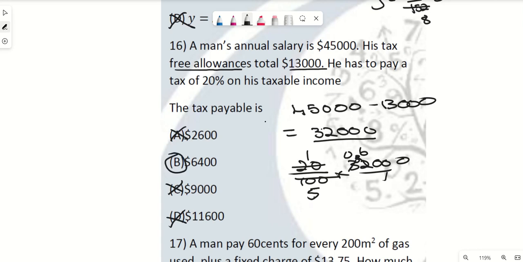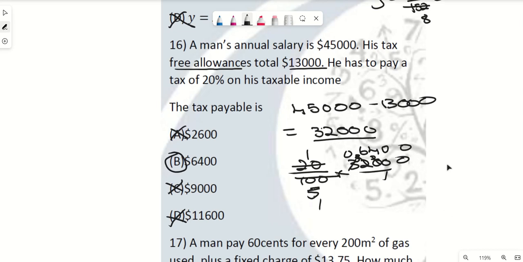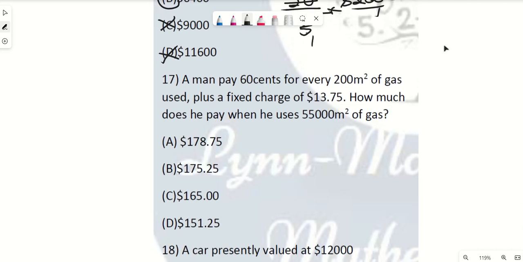But we can still check it. 6 5s are 30, remainder 2. 5 could go into 24, then 0 0. So you see that 5 could go into 32,000, 6,400 times. Alright, this question here, number 17, is being repeated a lot. I believe the answer ends in 75, so the answer is A, right?